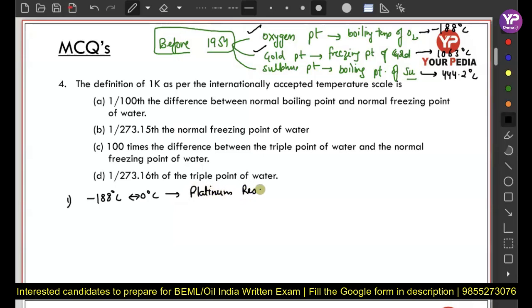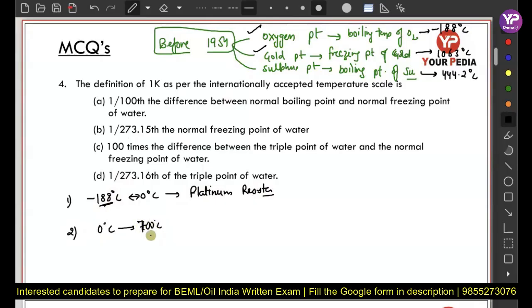Platinum resistance based thermometer. Now, why have we taken a reference of minus 180 degrees Celsius? Because it is the oxygen point. Then we take a reference from 0 degrees Celsius to, I can say, around 600 or 700 degrees Celsius, I'm not remembering the exact value here.